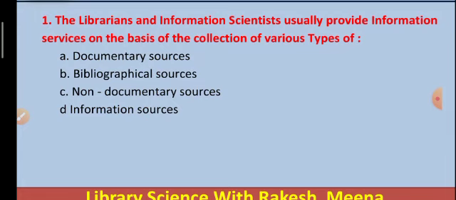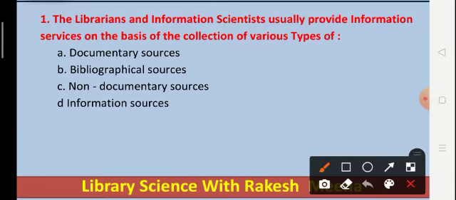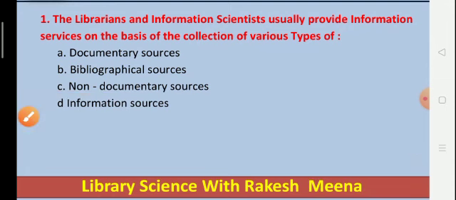The correct answer for that question guys, option number D. Option number D is denoted by information sources. Yes guys, information sources is what librarians and information scientists usually use to provide information, that is the collection of types of sources.